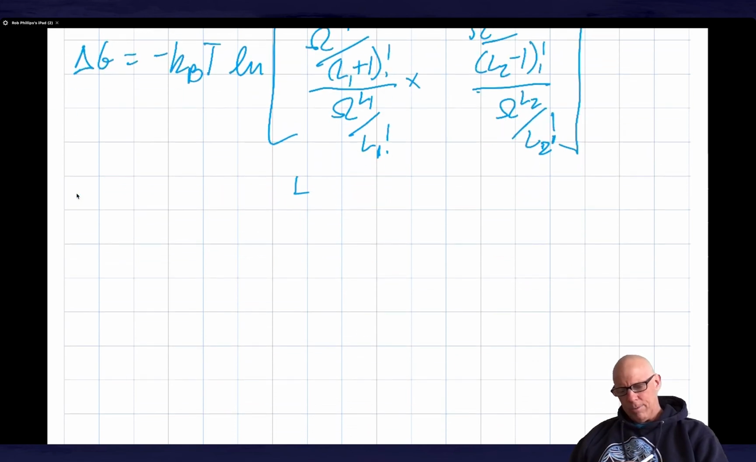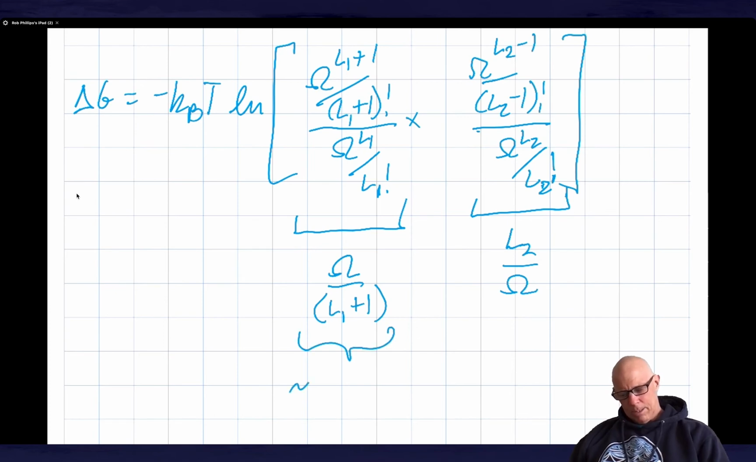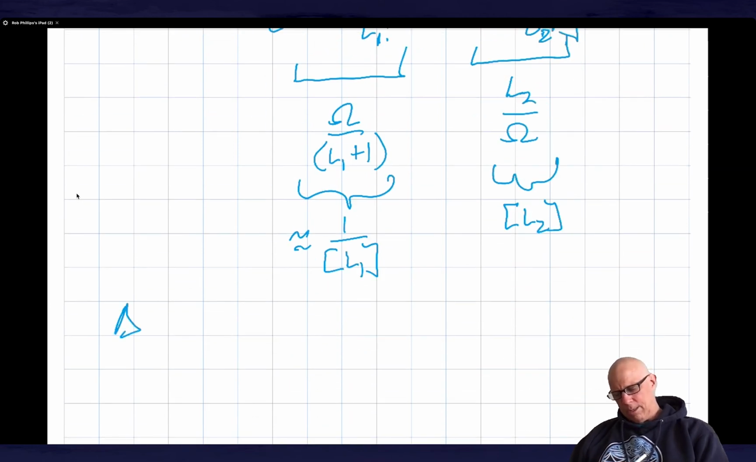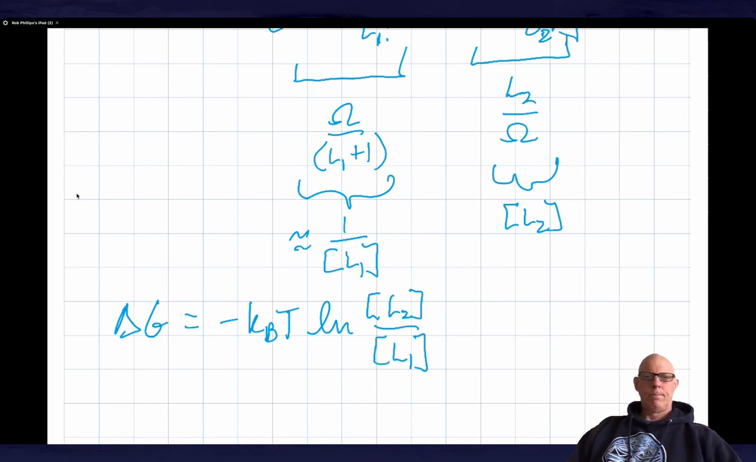And now I can simplify. This ends up being equal to omega over L1 plus 1. This one ends up being L2 over omega. And so this guy is approximately equal to 1 over the concentration of L1, and this one is the concentration of L2, and so what we're left with is that delta G is equal to minus KBT, and then log of L2 over L1. Yeah. So that's our result.